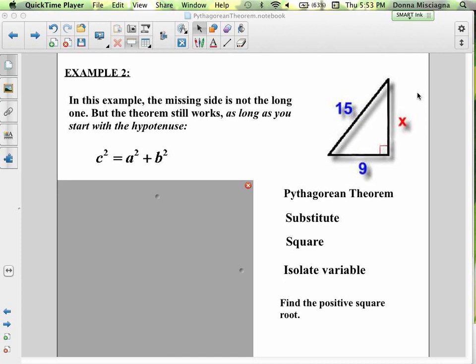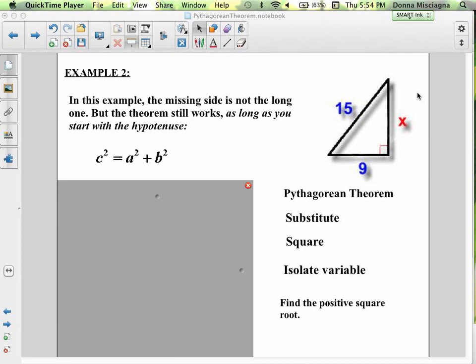Welcome back. We're going to do a few more problems with Pythagorean theorem. So in this example, the missing side is not the longer side, but the theorem still works as long as you start with the hypotenuse. So this time we're looking for a leg. All right, this one is in your notes.